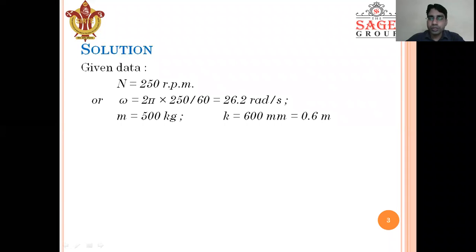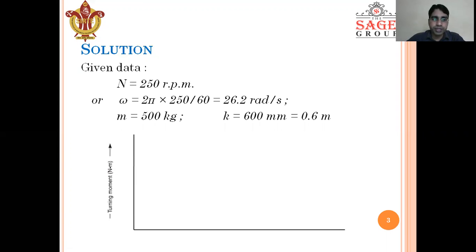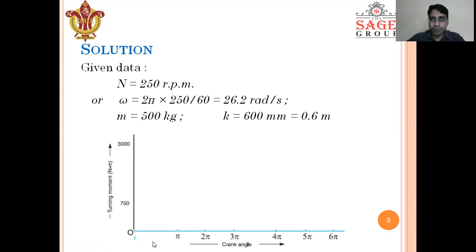Now we have to draw the turning moment diagram on the basis of the data given in the question. This is the vertical ordinate and this is the horizontal ordinate. The vertical ordinate represents the turning moment and the horizontal ordinate represents the crank angle. The maximum value of the turning moment is 3000 newton meter, and the turning moment diagram starts from 750, and the value of crank angle is given up to 6 pi.